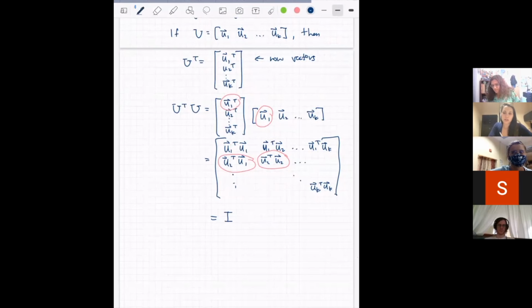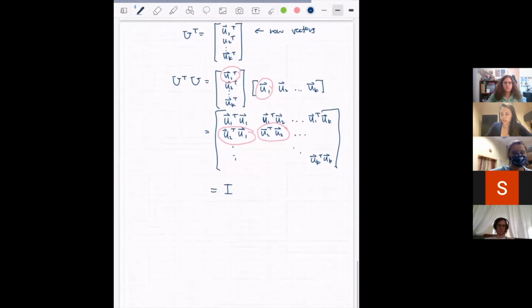Is there a question? Yeah, I know that matrix multiplication is not commutative, but if you had U times U transpose, would you also get the identity matrix? Yeah, you would. Okay. Right. So you can check in the other direction. This should also work.